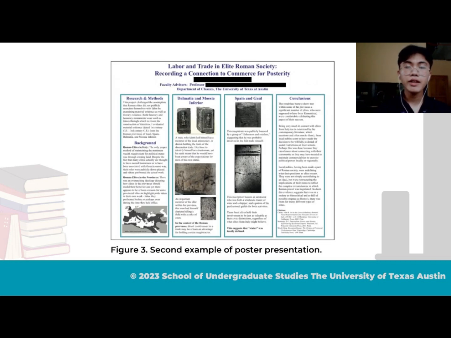Here is also another example: Labor and Trade in Elite Roman Society, Recording a Connection to Commerce for Posterity. In the leftmost column, the research and methods, then followed by the background, then in the center part, the discussion, and in the right part, the conclusion, as well as the references on the bottom part.